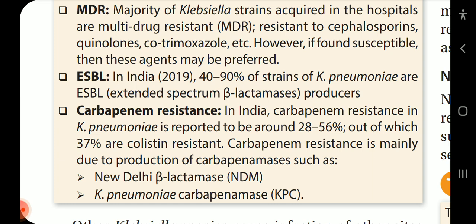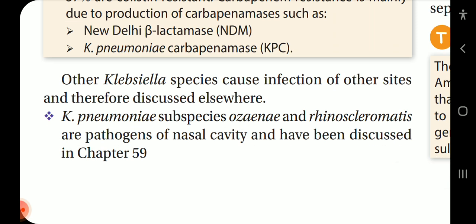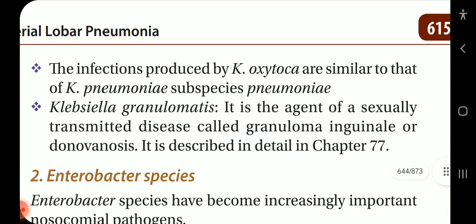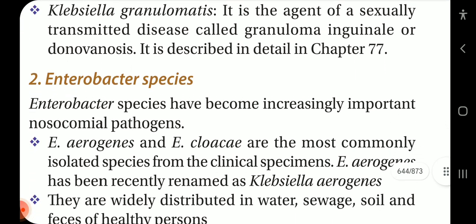Carbapenem resistance is mainly due to the production of carbapenemases such as New Delhi metallo-beta-lactamase (NDM) and Klebsiella pneumoniae carbapenemase (KPC). Other Klebsiella species cause infection of other sites and are therefore discussed elsewhere. Klebsiella pneumoniae subspecies ozaenae and rhinoscleromatis are pathogens of the nasal cavity, which we have already discussed. The infections produced by Klebsiella oxytoca are similar to those of Klebsiella pneumoniae subspecies pneumoniae. Klebsiella granulomatis is the agent of a sexually transmitted disease called granuloma inguinale or donovanosis. It is described in detail elsewhere.